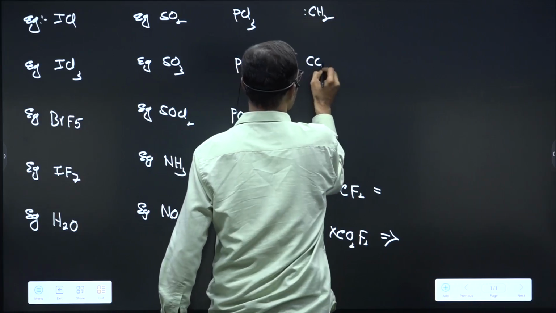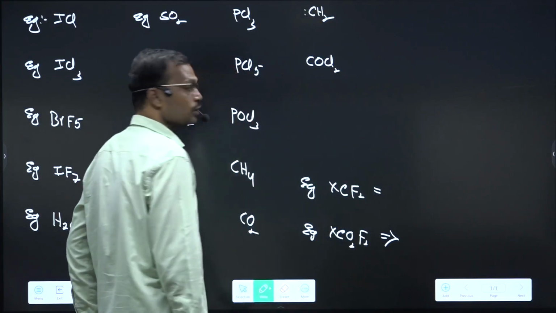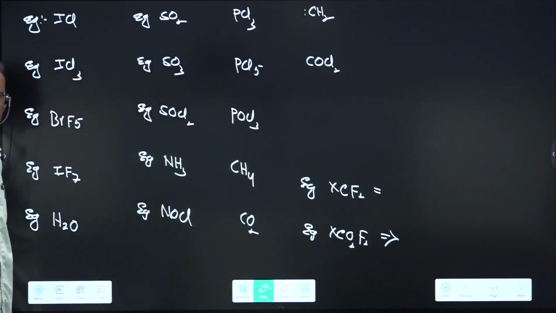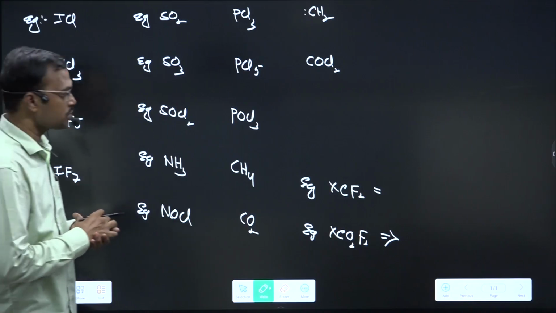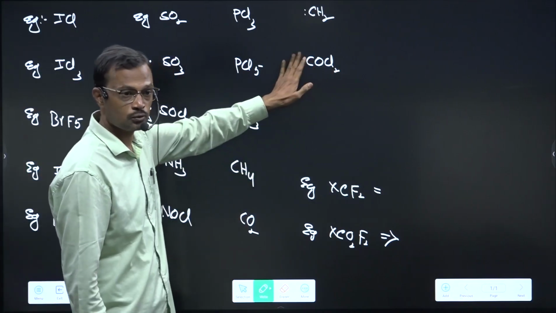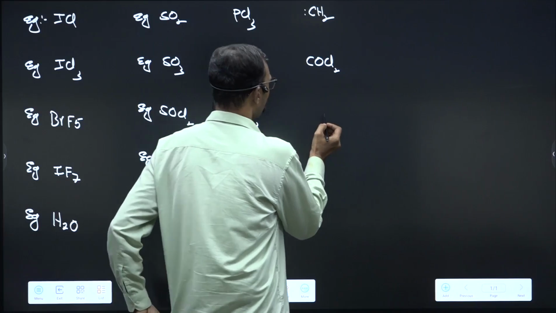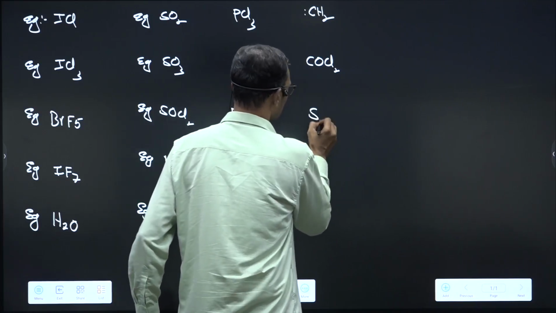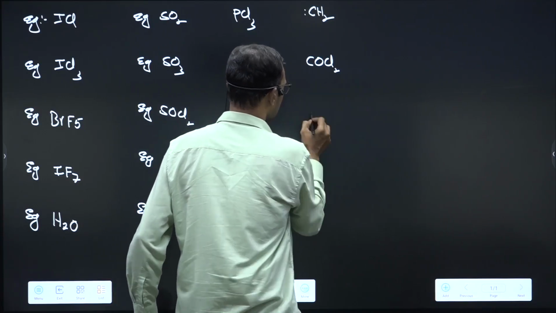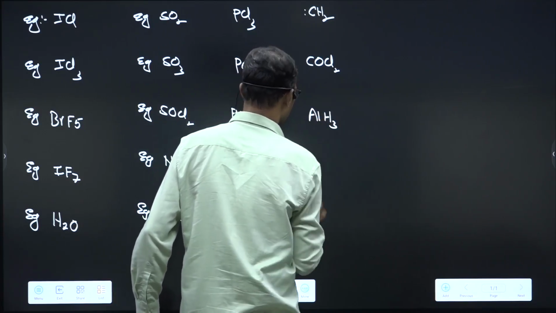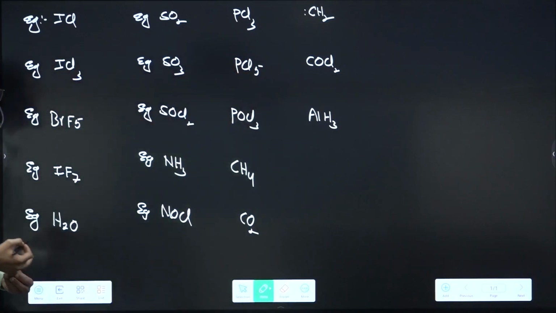CH2, COCl2. What is COCl2? Phosgene. Poisonous gas used in the First World War. Phosgene, COCl2. AlH3, alane. AlH3 is called alane. Take down this, work out later.